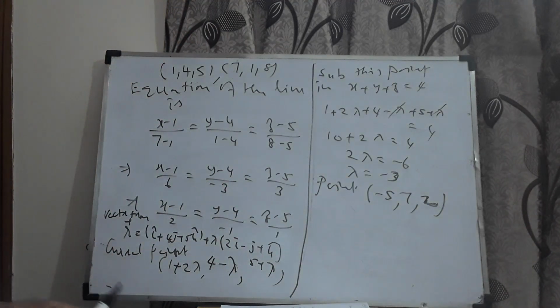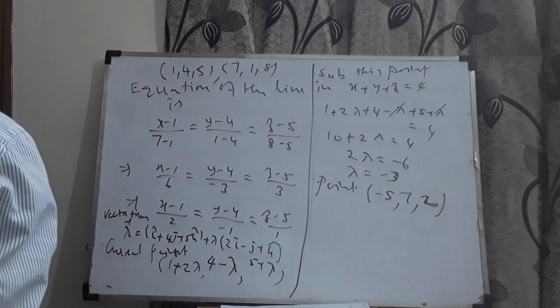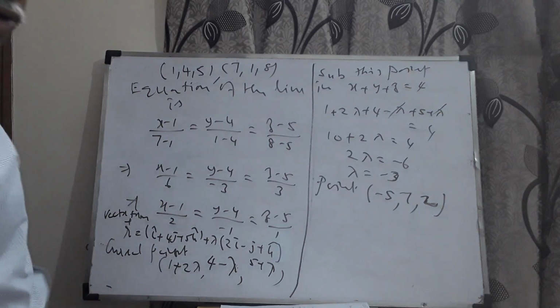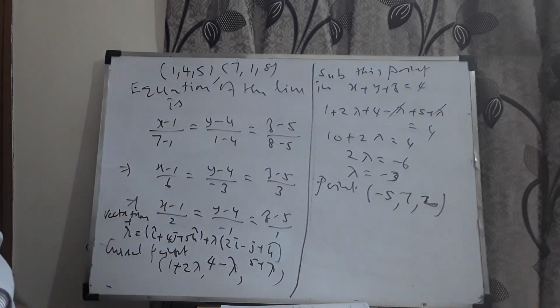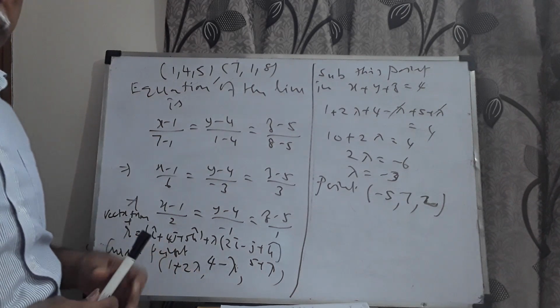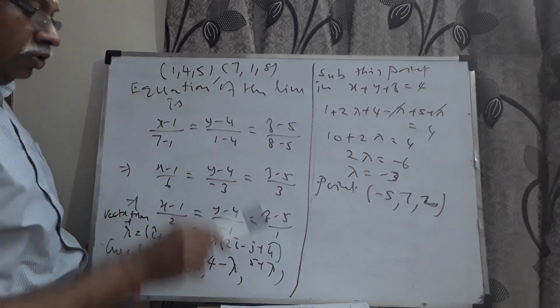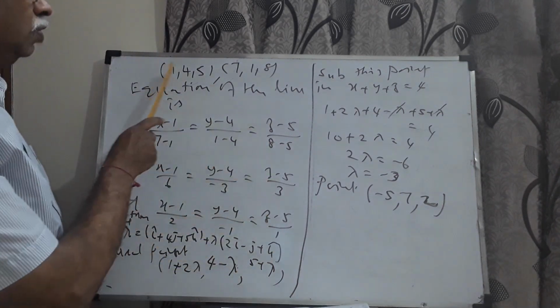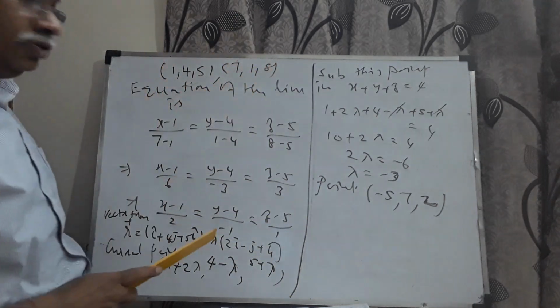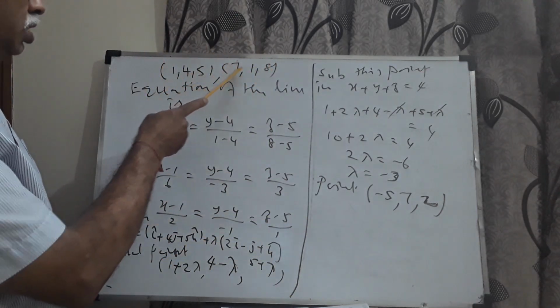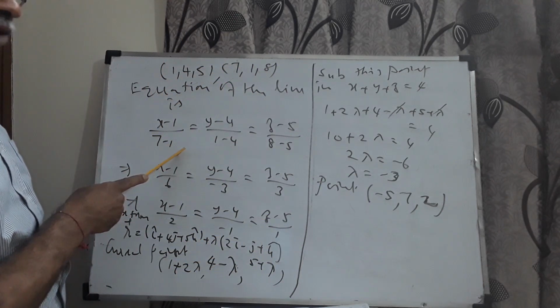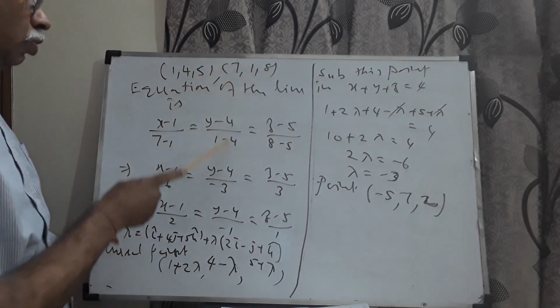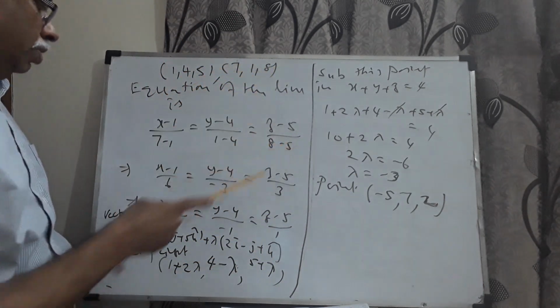Let me just repeat. The equation of any straight line passing through (x1, y1, z1) and (x2, y2, z2) is given by (x minus x1) by (x2 minus x1) is equal to (y minus y1) by (y2 minus y1) is equal to (z minus z1) by (z2 minus z1). My x1, y1, z1 is 1, 4, 5. x2, y2, z2 is this much. Now, (x minus 1) by (7 minus 1) is equal to (y minus 4) by (1 minus 4) is equal to (z minus 5) by (8 minus 5).